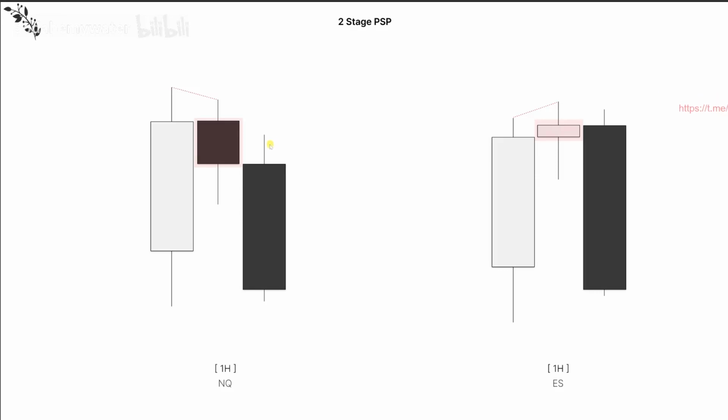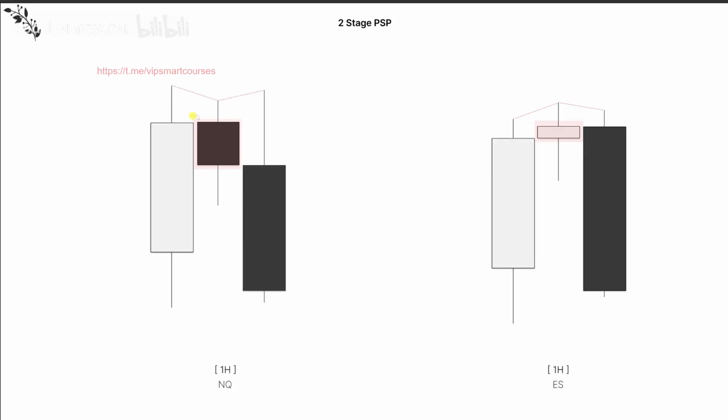Here we have another variant of a two-stage PSP, where instead of there being SMT with the candle after the PSP, there's actually SMT before the candle. So as you see, we form a PSP here, and we actually fail to take this candle's high on NQ, while ES actually takes this candle's high and forms a PSP. So now we have two-stage SMT, right? Because we have this PSP and SMT at the highs. So this is our two-stage PSP, and we want to see price expand away from it.